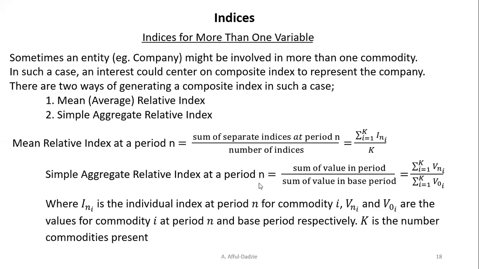All right, so let's look at the first one. We would say the mean, or in brackets, average relative index. What this says is that it is the sum of separate indices at period n over the number of indices.